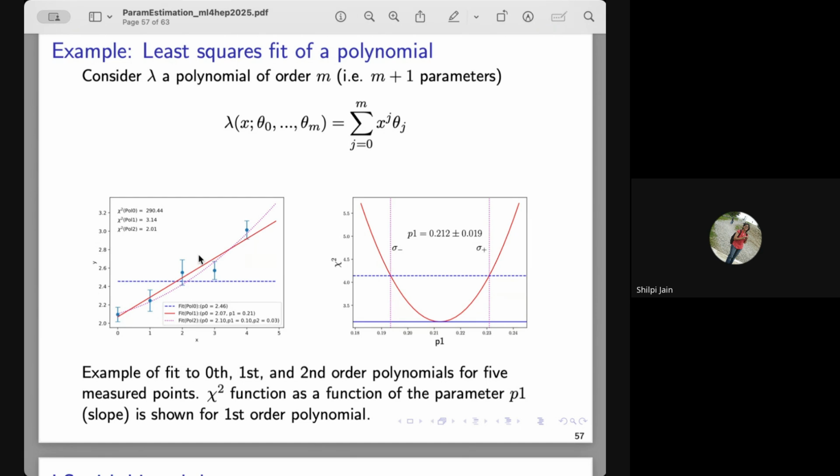So, for example, if you're fitting two points, just to illustrate one more thing, you will always fit a straight line to it. So the number of degrees of freedom is zero there. So is it good to have higher degrees of freedom or less?